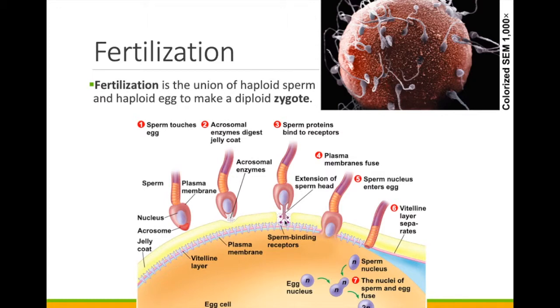Eventually, the sperm will finally reach the cell membrane, bind, and then insert its nucleus. Once the sperm has inserted its nucleus, the two nuclei will fuse and we create what's called a zygote. And the zygote is now the diploid cell that's going to become the embryo.